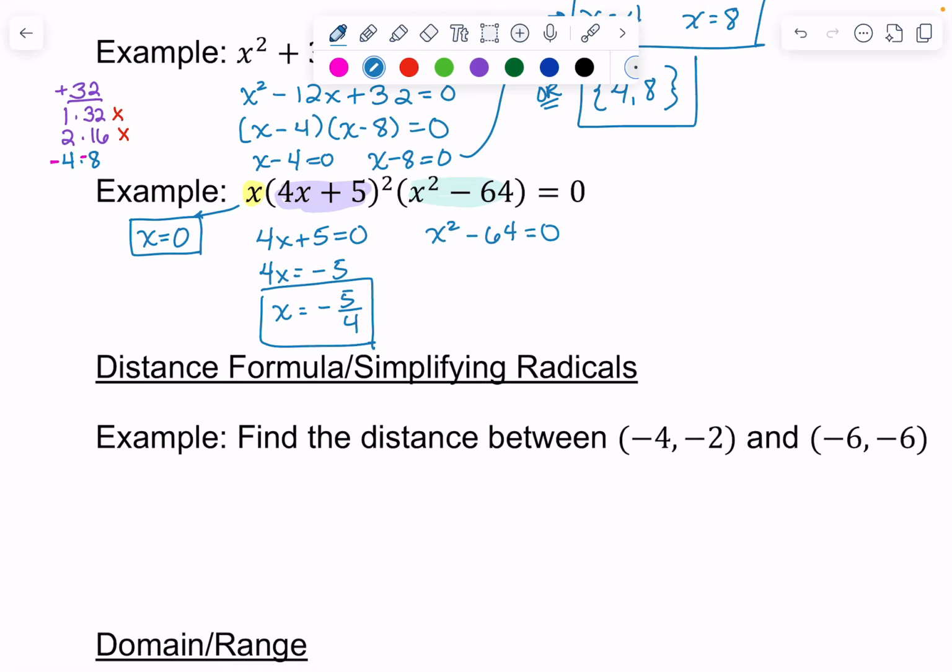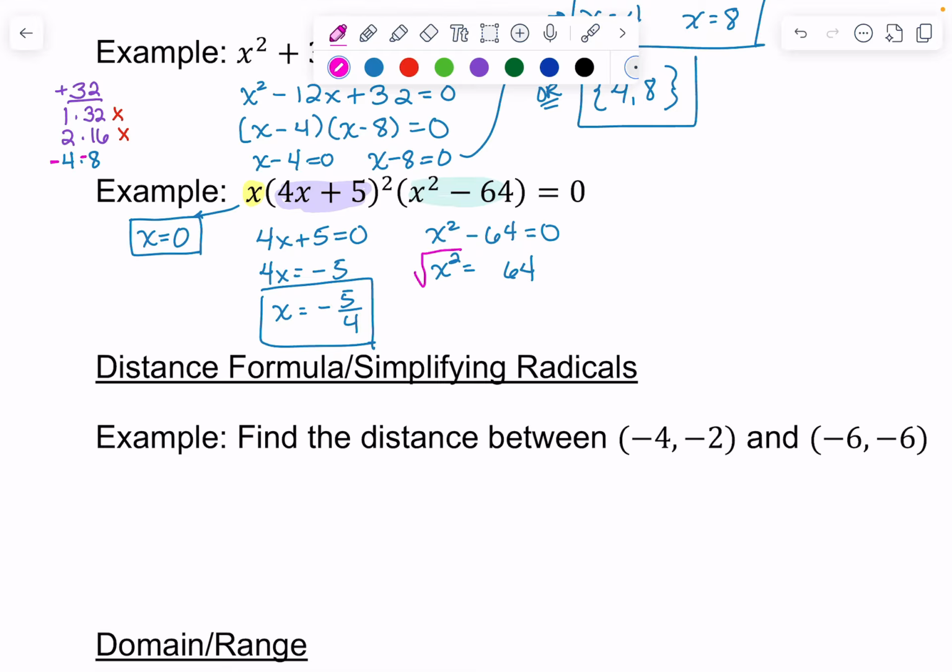The last one here is the x squared minus 64, my aqua color there. For that one, I could either factor it. That's a beautiful difference of squares, right? Or what we could do is move the 64 to the other side and square root both sides. But we have to be a little careful. So let's go that route. I get x squared equals 64. I added 64 to both sides. I'm going to square root both sides.